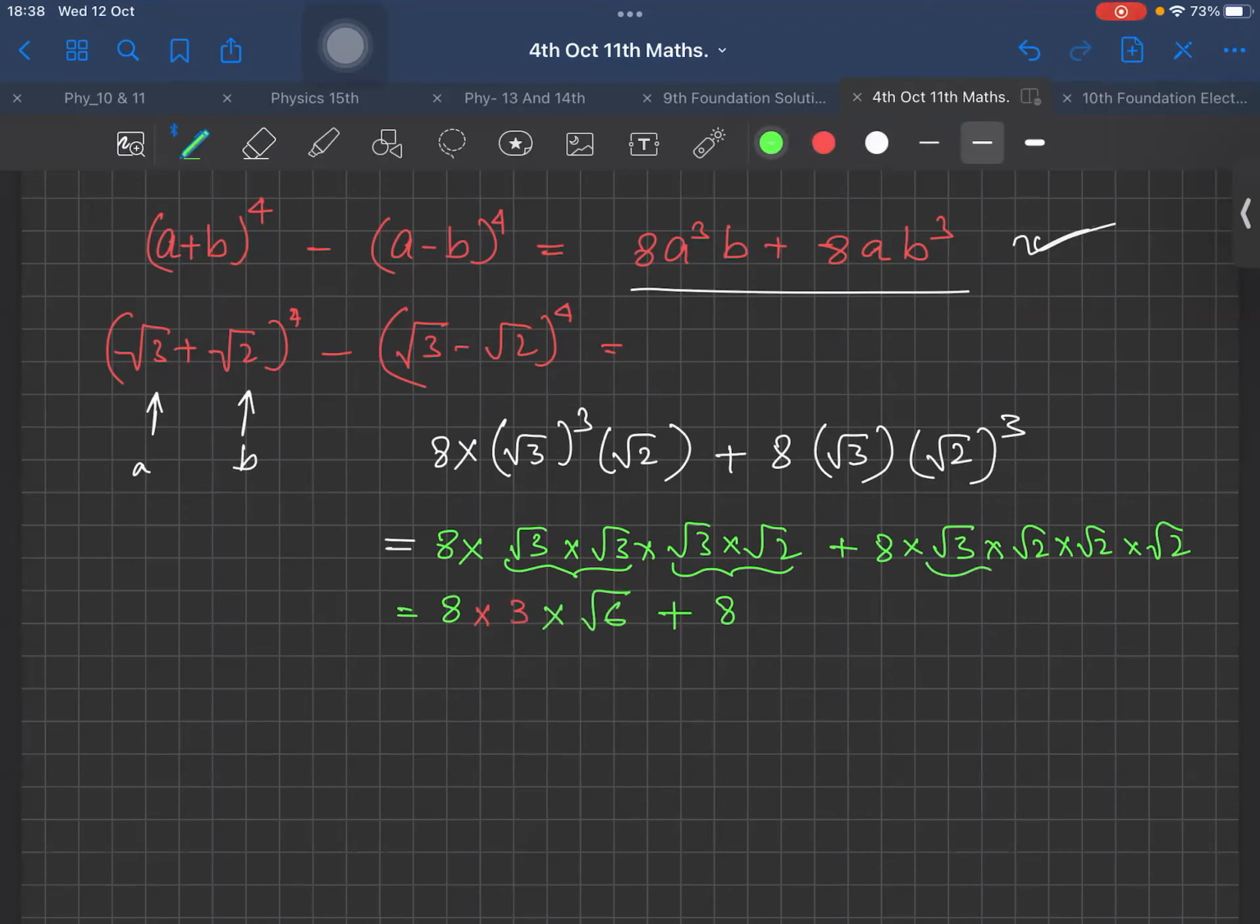Now similarly here also, root 3 into root 2 will be how much? Into root 8, 6. Yeah, exactly. This will be 2, root 2, sir. Into root 2 will be 2. Yes. So this is what you need to calculate.